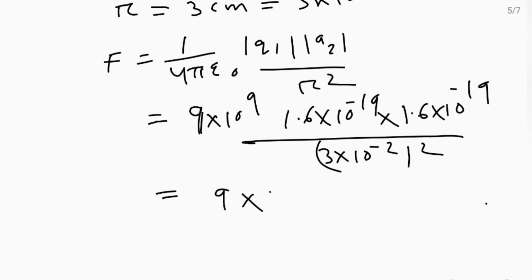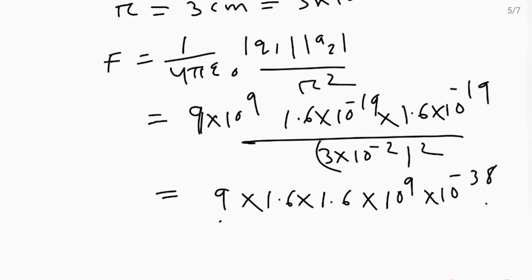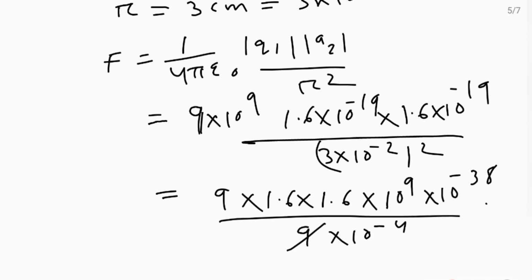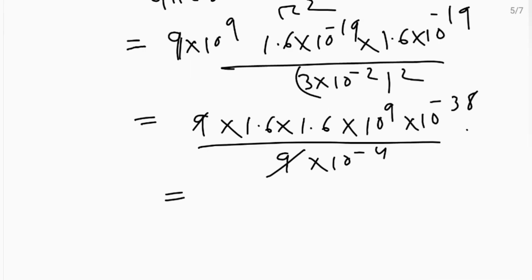9 into 1.6 into 1.6 into 10 to the power 9, 10 to the power minus 38, in the denominator it will be 9 into 10 to the power minus 4. So it will cancel out each other, and if we multiply 1.6 by 1.6, then what will be the value? It will be 2.56, and this will be my 10 to the power minus 25 Newton.